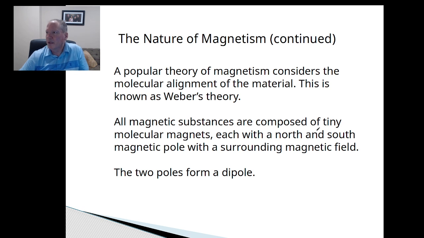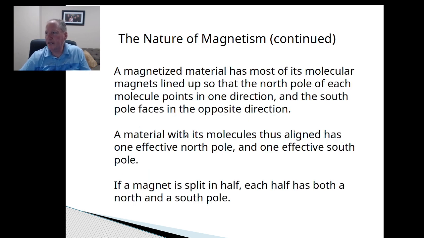All right. Now, a popular theory of magnetism considers the molecular alignment of the material, and that's known as Weber's theory. All magnetic substances are composed of tiny molecular magnets, each with a north and a south magnetic pole, and the two form a dipole, which means there is a north pole and a south pole. If a magnet is split in half, each half will have its own north pole and south pole.